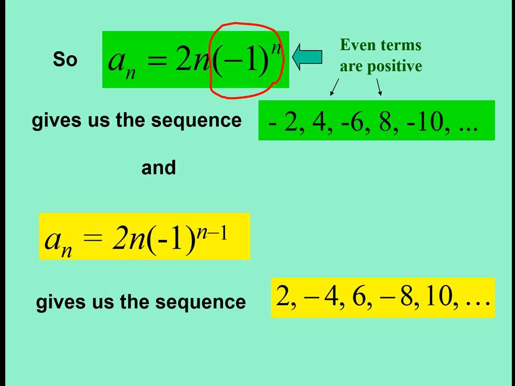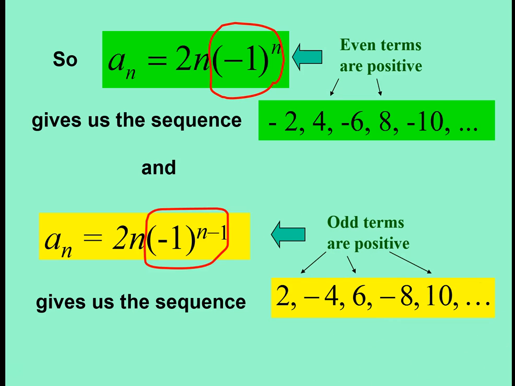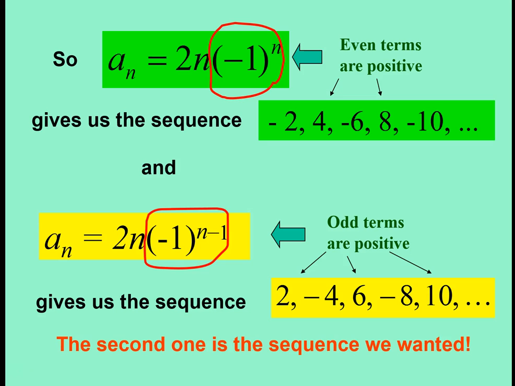When we do negative 1 to the n, the even terms are positive. When we do negative 1 to the n minus 1, the odd terms are positive. The second one is the sequence we wanted. So the second rule here is the explicit rule for the sequence 2, negative 4, 6, negative 8, 10.